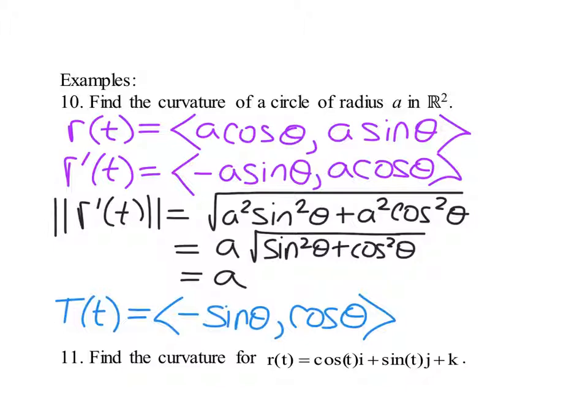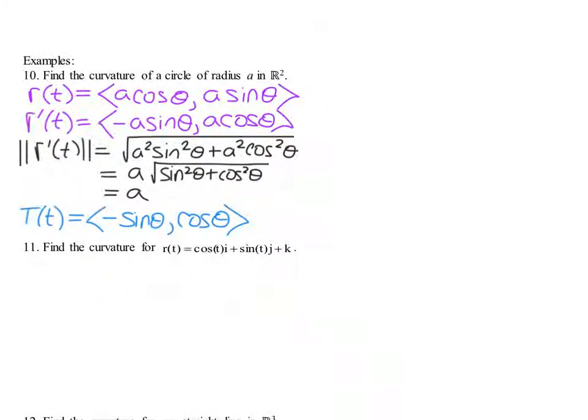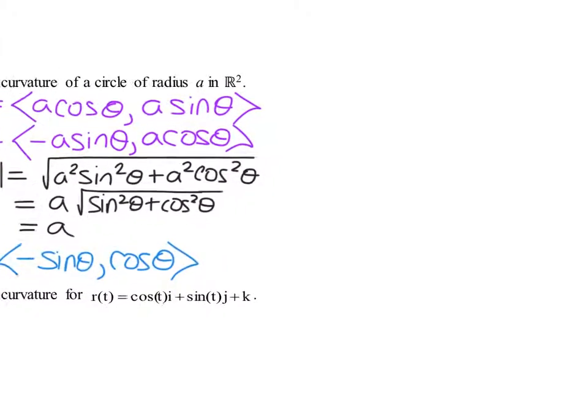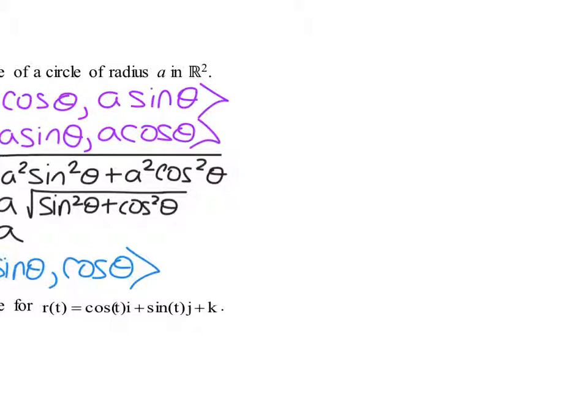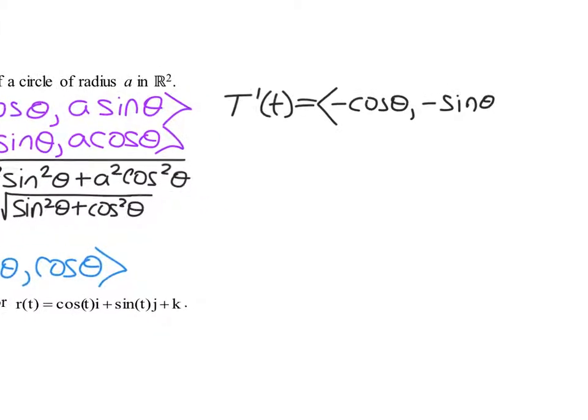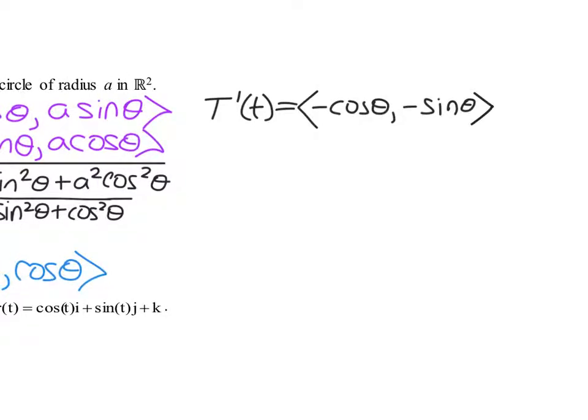So now we have to go through the more interesting part of it, which is to find the derivative. So T prime of t. All right, in general terms, but still not bad because we're working with basic trig functions, sines and cosines. So the derivative of negative sine is negative cosine. Derivative of cosine is negative sine. I need the magnitude of that.